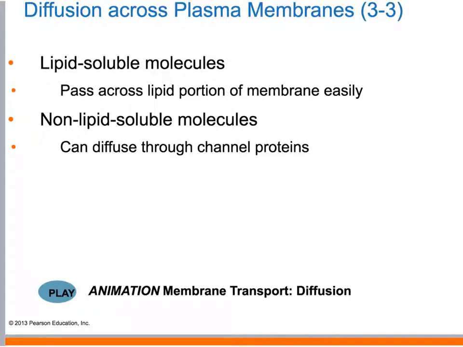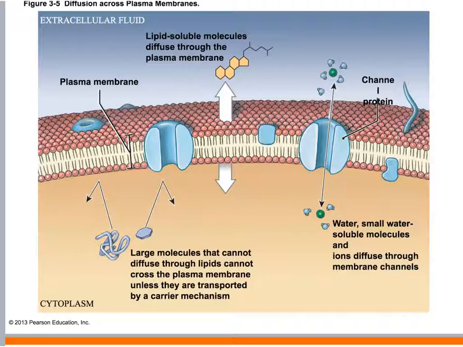Lipid-soluble molecules can pass across the lipid portion of the membrane easily. Non-lipid-soluble molecules can diffuse through the channels provided, in other words, protein channels. This shows you the lipid-soluble molecules diffusing through the cell membrane, and then the protein molecules or the non-lipid-soluble molecules going through the protein channels.